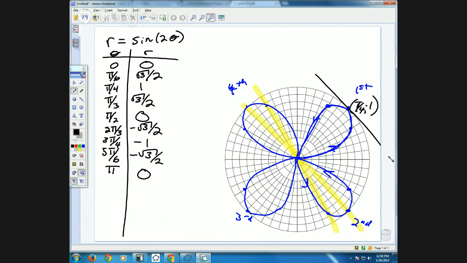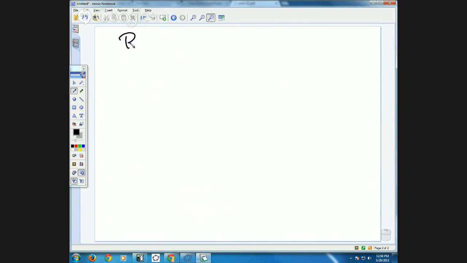Congratulations. Okay. Can you look at that and guess what the slope might be there? Looks like the slope's -1, huh? Yeah, so we're going to prove that with the crazy slope formula for polar.